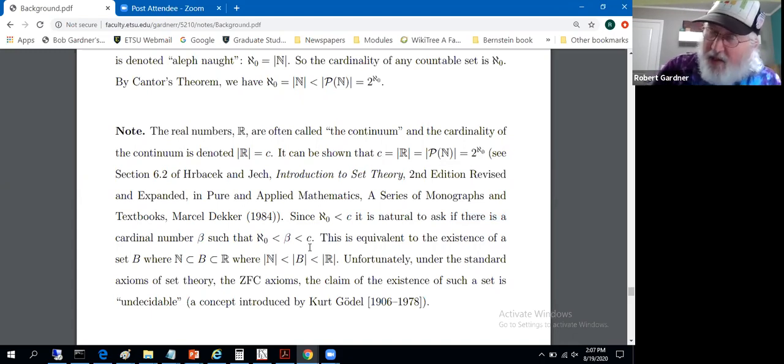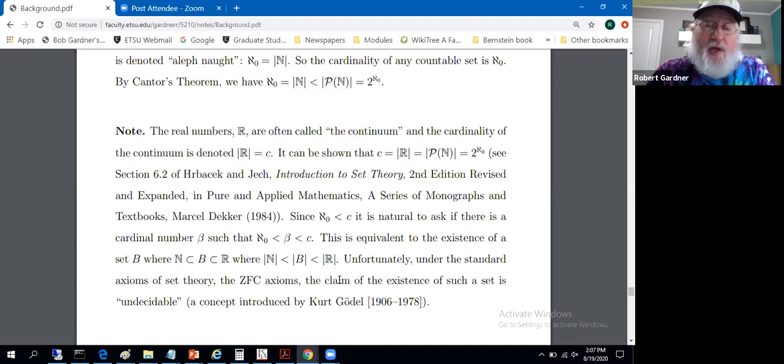These represent cardinalities of sets. Aleph naught is the cardinality of the natural numbers. C is the cardinality of the real numbers. So, is there some set, a superset of the natural numbers and a subset of the reals, that has a cardinality that's strictly greater than the cardinality of the natural numbers and strictly less than the cardinality of the real numbers?